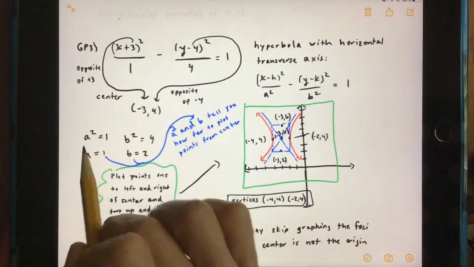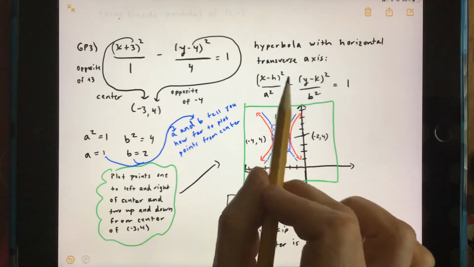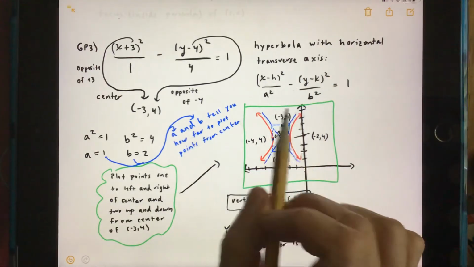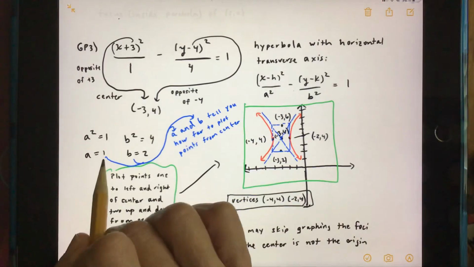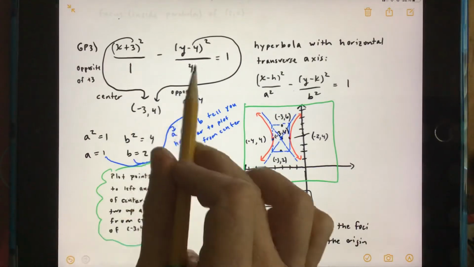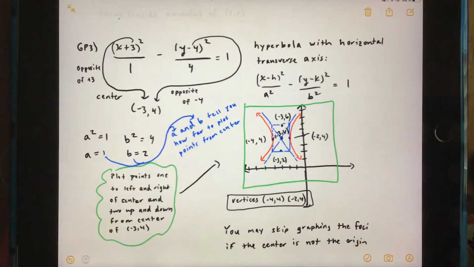My a squared comes first when we have a horizontal transverse axis. It'll be underneath the x squared term. So a squared is 1, a is 1. We get that from here. And b squared is 4, b is 2, taking the square root.